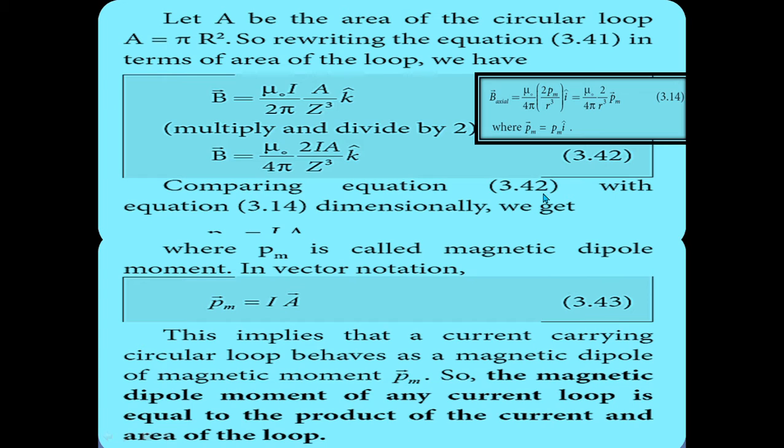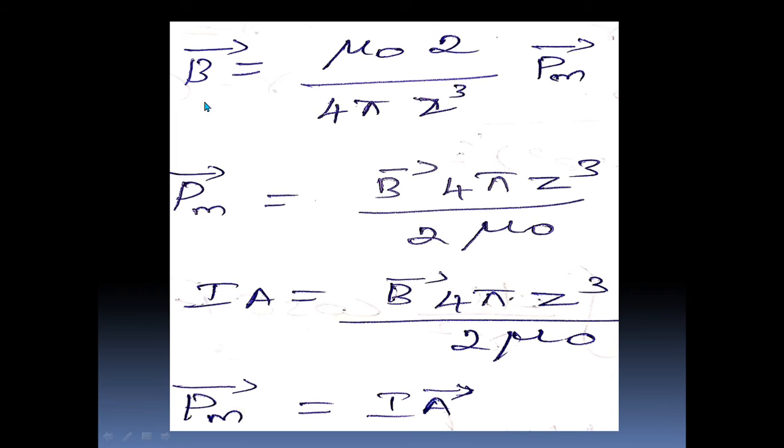Comparing equation 3.42 with equation 3.14, which is the axial derivation we already discussed: B vector equals mu naught divided by 4 pi into 2 pm divided by r cube. Here r cube is nothing but z cube. So comparing these two equations, B vector equals mu naught divided by 4 pi into 2 pm vector divided by z cube. This is equation 3.14.